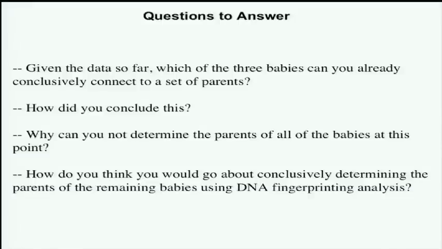First, given the data so far, which of the 3 babies can you conclusively connect to a set of parents? Second, how did you conclude this? Third, why can you not determine at this point all of the babies and all of their parents? And finally, how do you think you would go about conclusively determining all the matches of the parents to the babies using DNA fingerprinting analysis? I'd like you to answer those questions on your worksheet, and we'll talk about the answers when you're done.